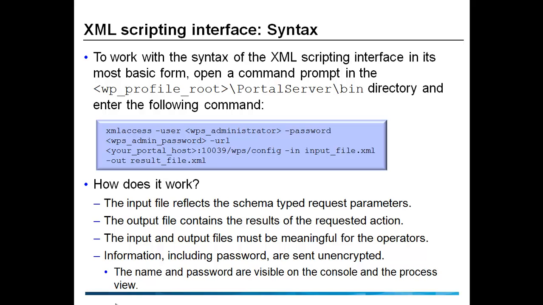The XML access syntax is like this: XML access, username, password, and the URL. The URL always should end up with WPS config, not the WPS portal. The input file could be your sample file or the one that you created, and the output, the result file, whatever it exported, it will put it in the output file. The same thing you can read in this slide.